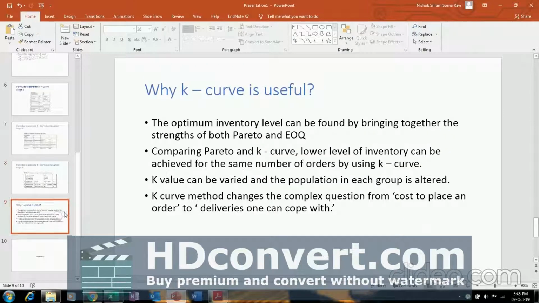So why is the K curve useful? Using the K curve, one can find the optimum inventory level by bringing together the strengths of both Pareto and EOQ, economic order quantity. While comparing the Pareto curve and the K curve, a lower level of inventory can be achieved for the same number of orders by using the K curve. While using Pareto, the level of inventory, meaning the number of products stored and the cost of it, is much higher than with the K curve.